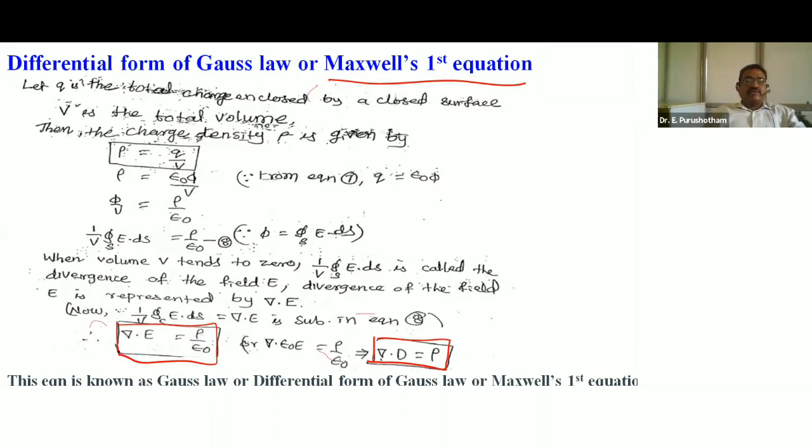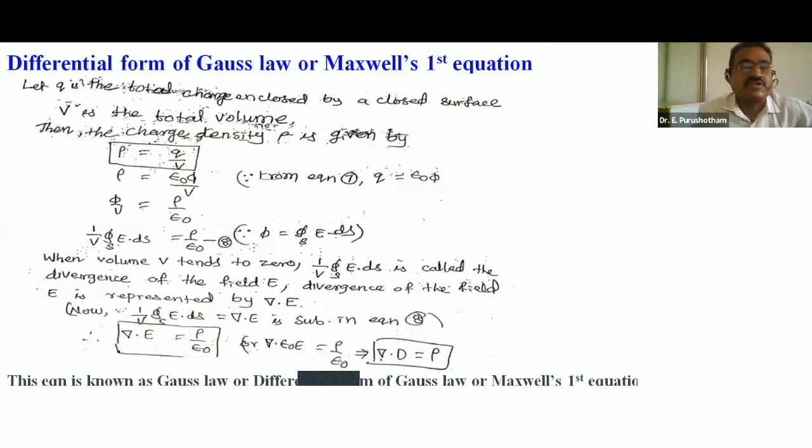Very, very important. In the exam, they will ask: del dot E is equal to rho by epsilon naught, show that del dot D is equal to rho, or show that del dot E is equal to rho by epsilon naught. Okay, differential form of Gauss law or Maxwell's first equation.